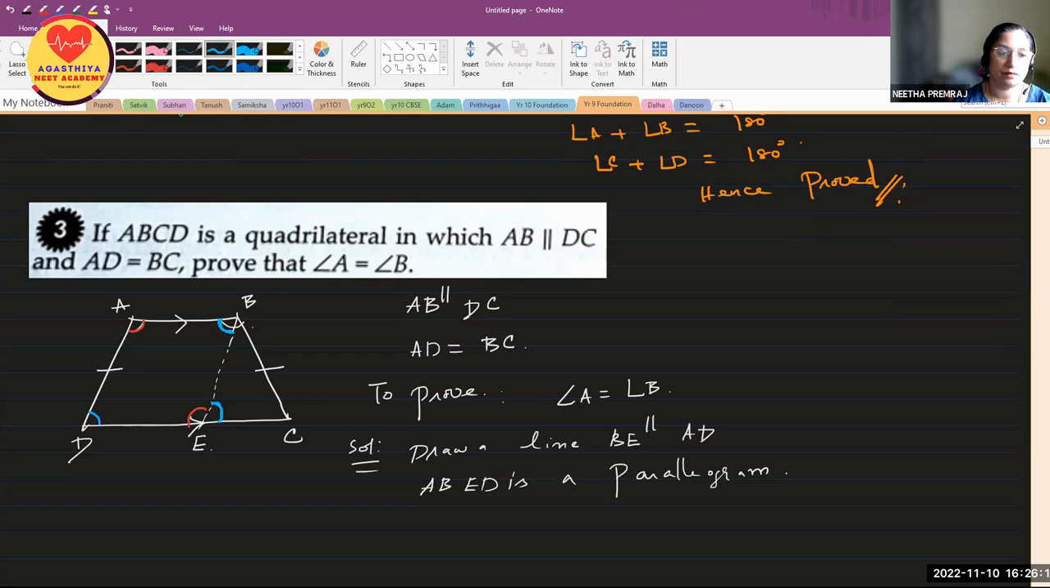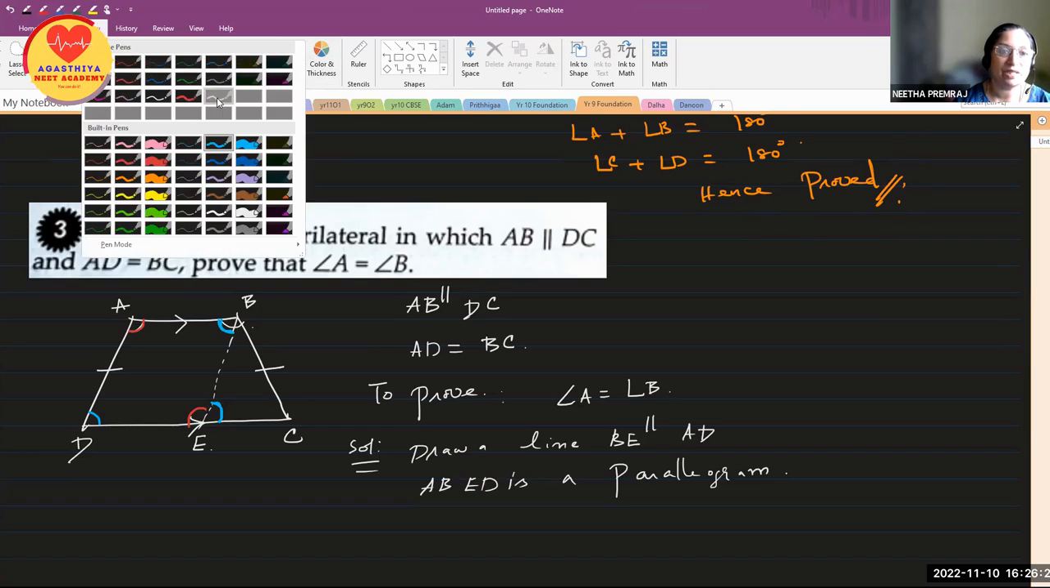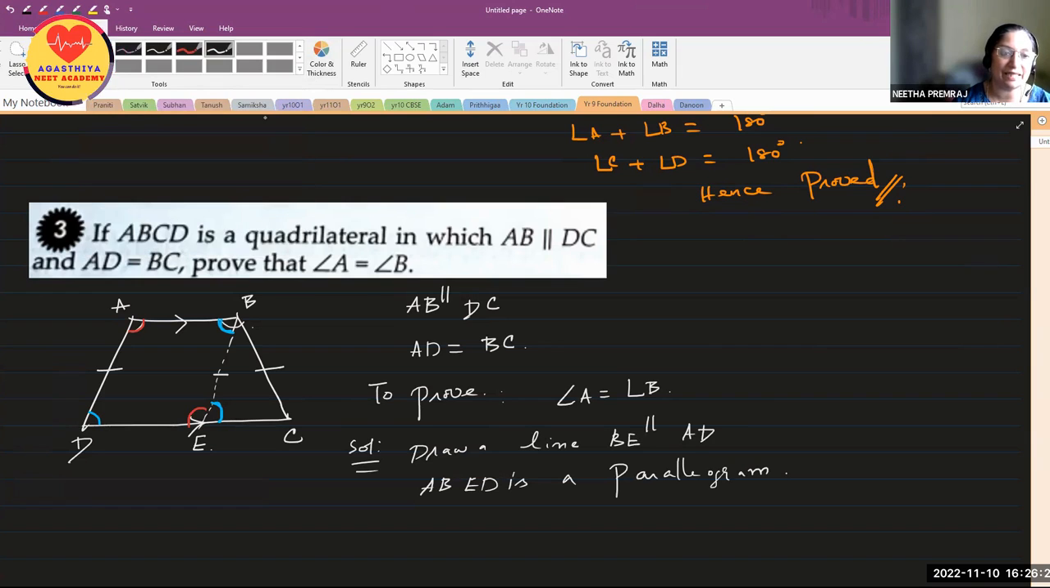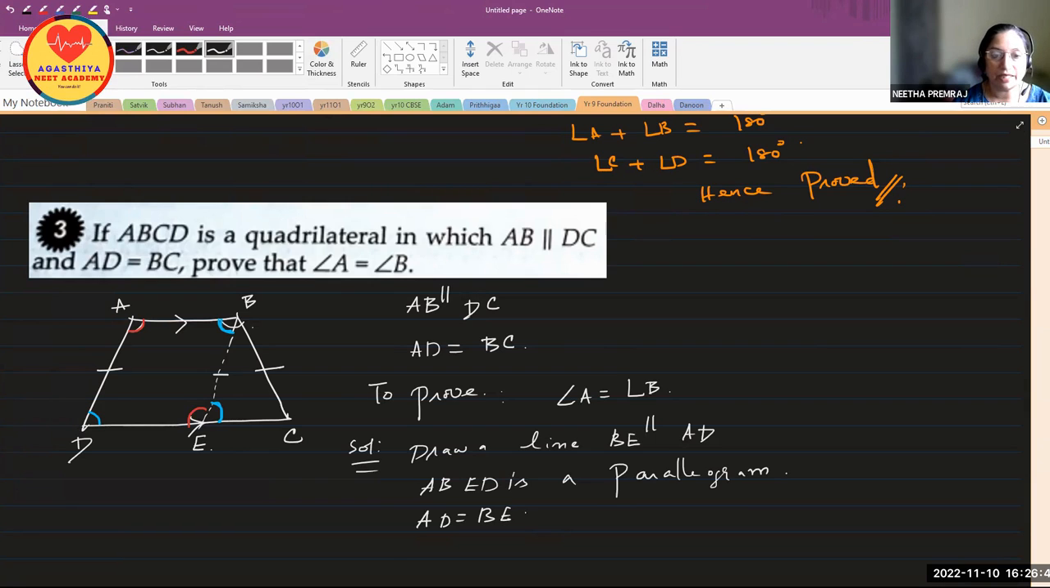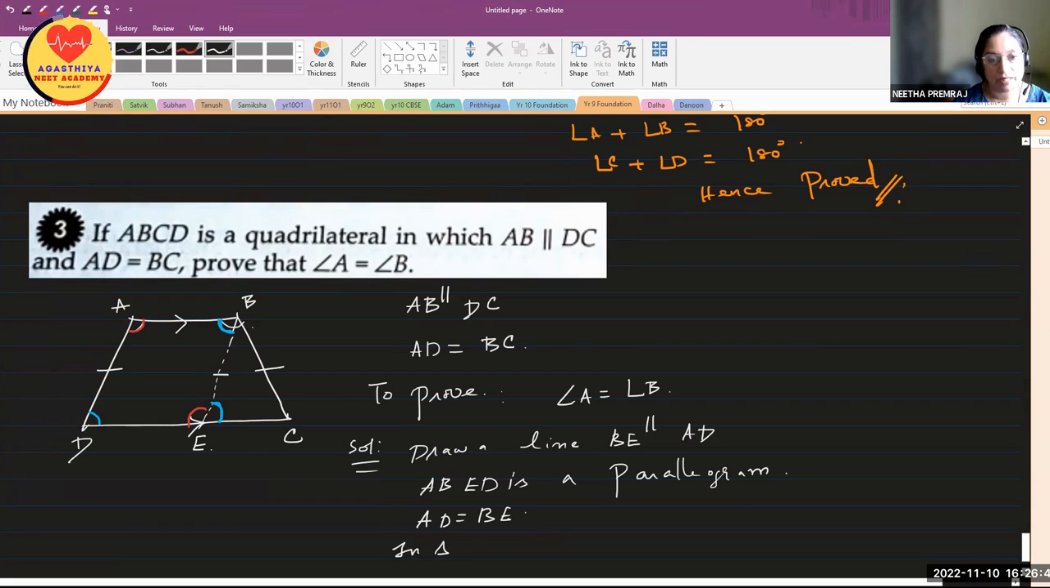Or you can say these two are corresponding angles. In that way also you can say. And one more thing you could say, see, this is also equal, right? Opposite sides are equal in a parallelogram, isn't it? So AD is equal to BE also, isn't it? AD is equal to BE. Okay. Then in triangle BCE, what kind of triangle is it? This is an isosceles triangle, isn't it? Can you understand, guys?